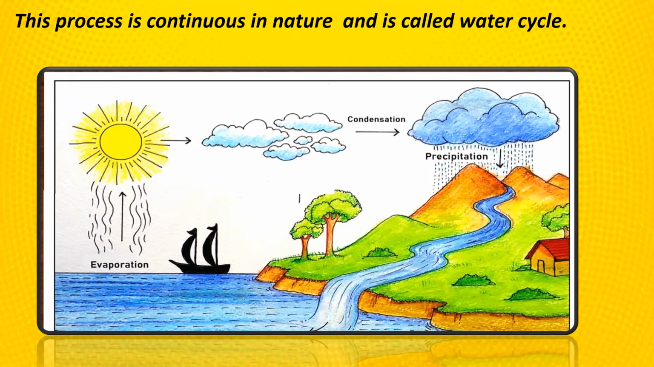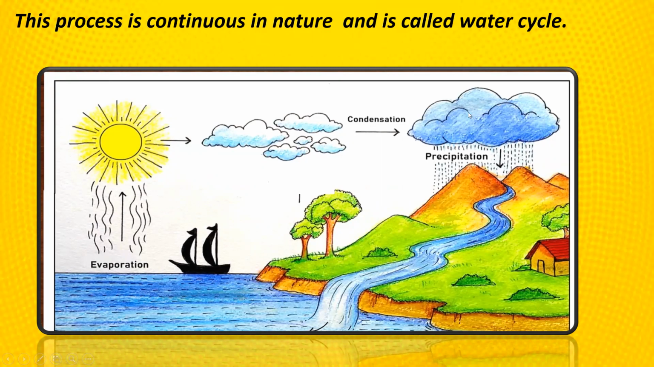In the picture you can see the water is evaporating with the heat of the sun. Water is changing into water vapor with the heat of the sun. These water vapors rise up and get cooled down in the upper layers of the atmosphere. This process of cooling down of water vapors is called condensation.